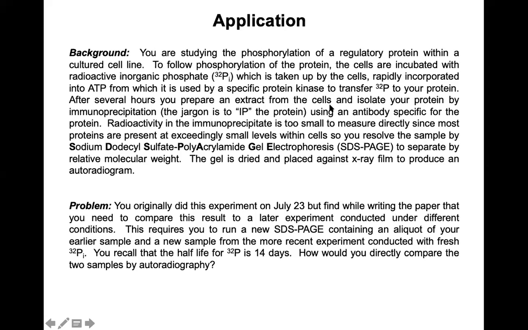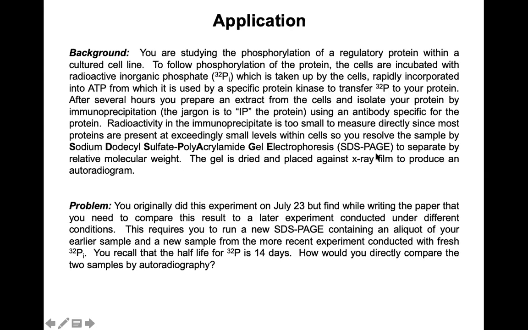So you extract the protein from the cells and isolate your protein by immunoprecipitation using an antibody specific for the protein. Radioactivity in the immunoprecipitate is too small to measure directly, since most proteins are present at exceedingly small levels within the cells. So you resolve the sample by using sodium dodecyl sulfate polyacrylamide gel electrophoresis.